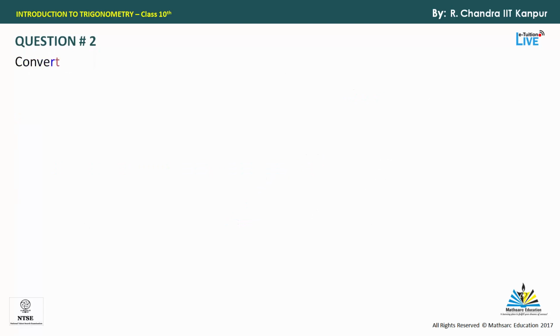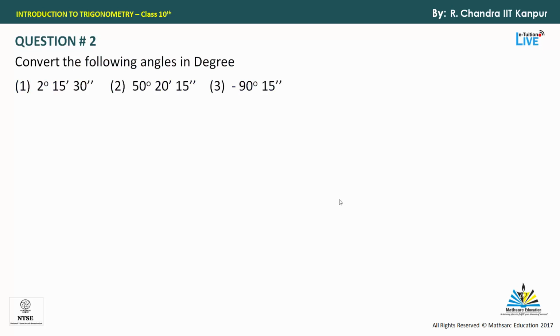Question number 2 is the conversion of angles into degrees. The angles are given in the degree, minute, second system and we need to calculate them in degrees. So for this, how do we convert them into degrees? Let's have a solution for question number 2. You can calculate the first and third on your own.